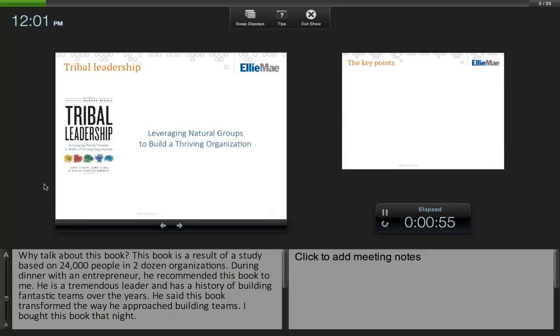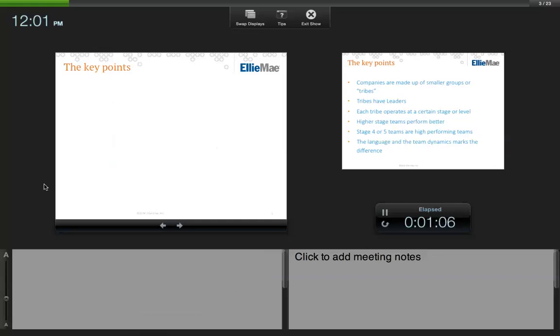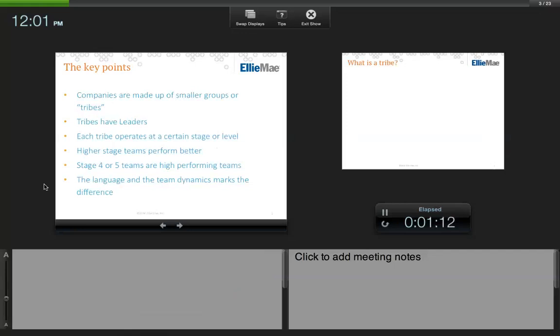People who work closely with me have heard me talk about this many times, about how teams are like tribes. The key point is that all companies are made up of small groups. These groups are called tribes, and each tribe has a leader. There are many levels of operation. Each tribe or group has its own energy level, or a stage at which it operates. There are 5 stages, and somehow everything fits perfectly into 5 stages.